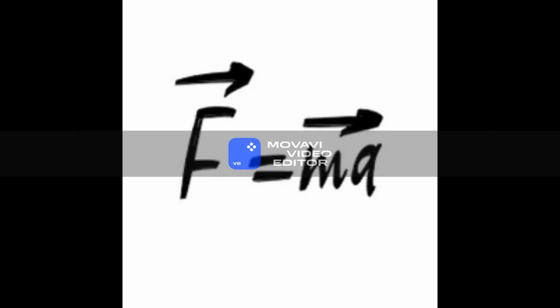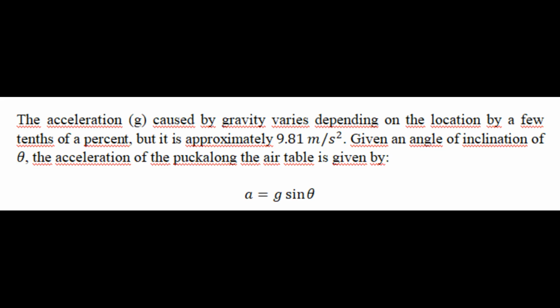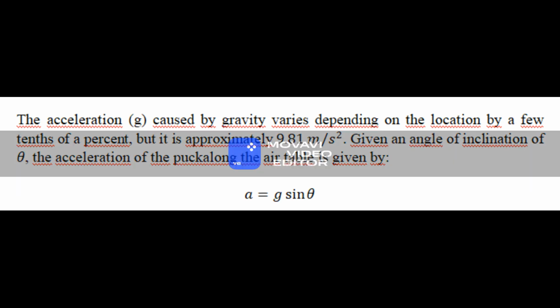According to Newton's second law, F equals ma. Since our net force is mg sin theta, mg sin theta equals ma. We simplify masses: a equals g times sin theta. Since we already know the gravitational acceleration and the value of sin theta, we know the acceleration of the puck.